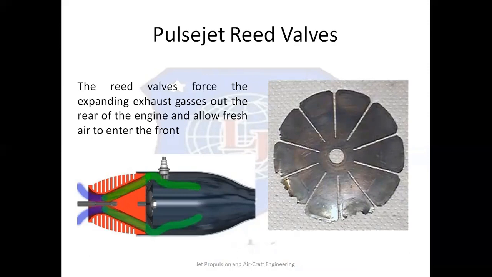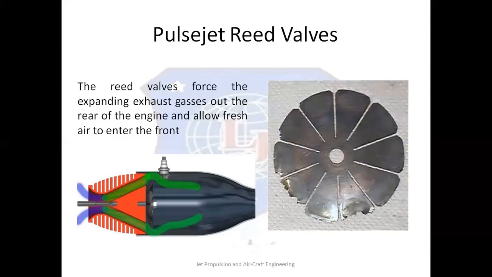So the special equipment that it has is a reed valve. Now the reed valve allows the fresh air in at intermittent stages. So the reed valve passes the air through the passages, and it opens and closes simultaneously. So when there is a pressure difference between the diffuser and the combustion chamber, if the pressure of the diffuser is higher, then it allows the fresh air to enter into the combustion chamber.